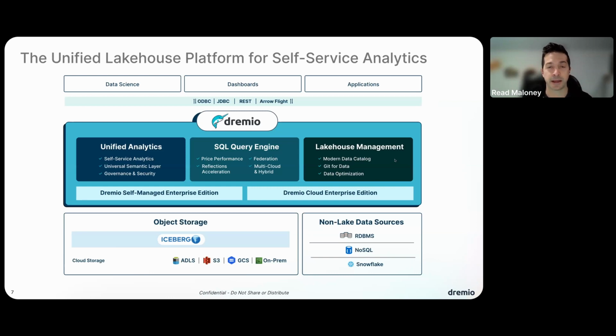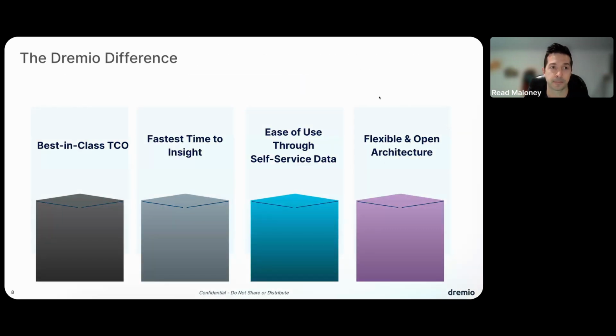And then in Lakehouse Management, we have an Iceberg native catalog. We've talked about Git for data, and we do some things specific to automatic data optimization. And then we have 2 options. You can run self-managed, or you can run in the cloud, or you can do both, which really provides a very flexible architecture. And here's the connections: ODBC, Arrow Flight, REST, through all the different client tools that you may want to connect into Dremio.